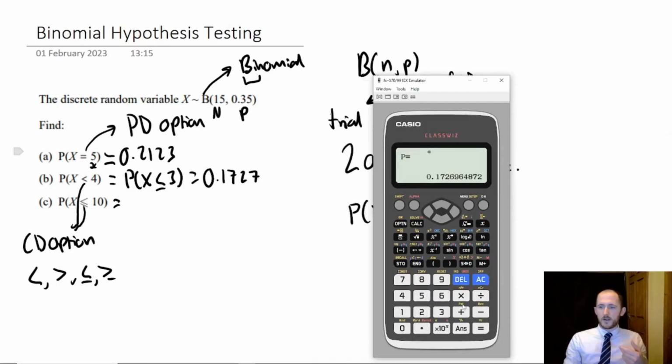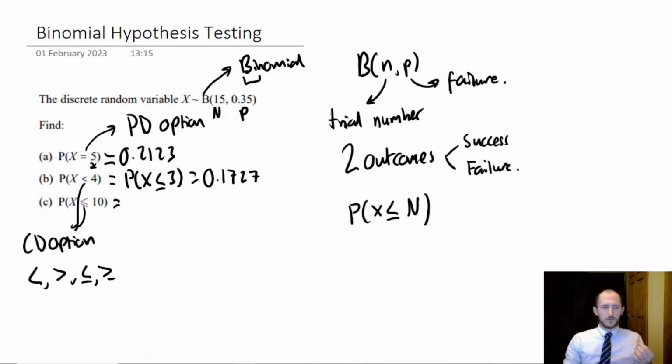And then for the next part, again, I'm just going to press equals to go back. And the next one is 10 because it is actually less than equal to, okay? 0.9972 to 4 decimal places. So that's the kind of basics covered, okay?